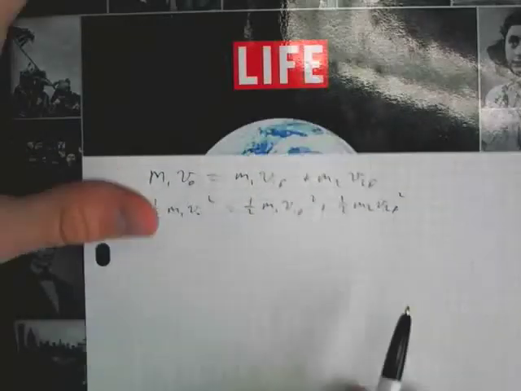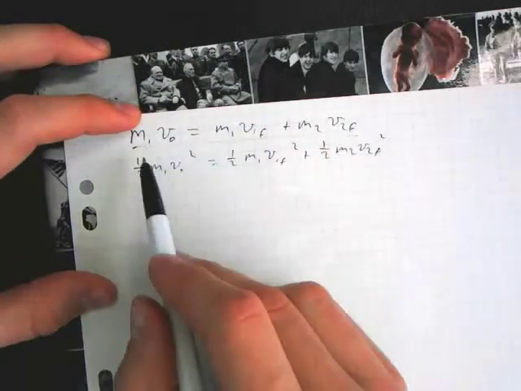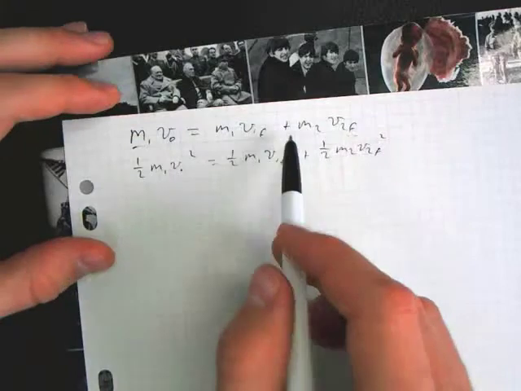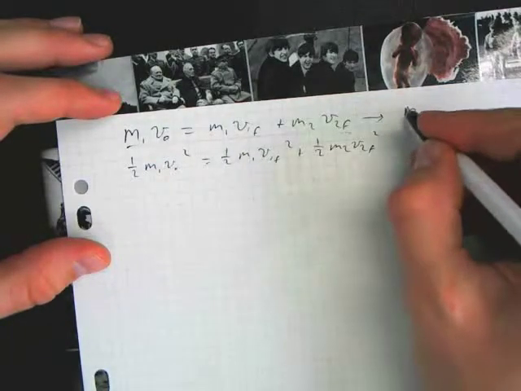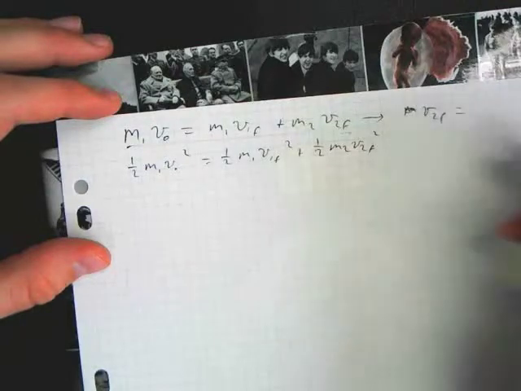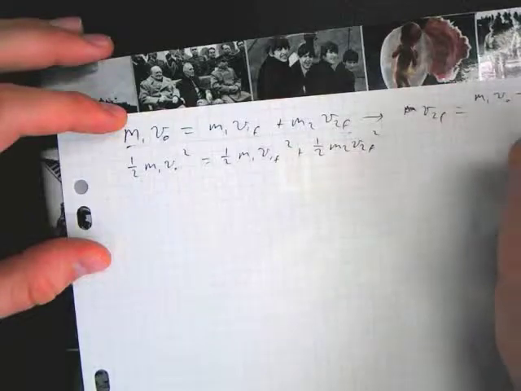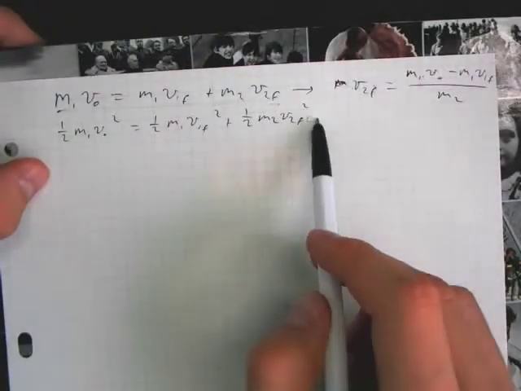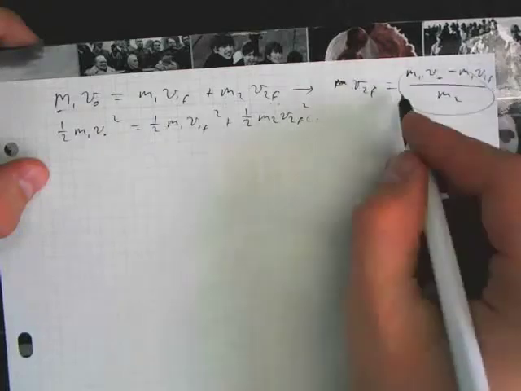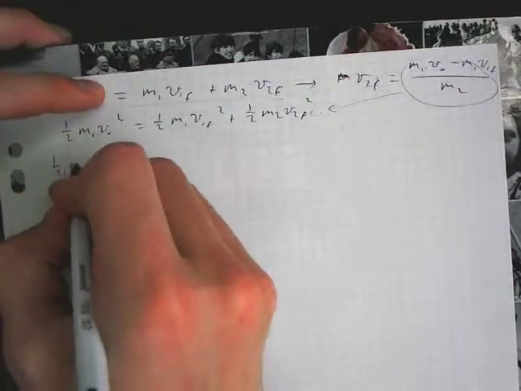So here, what we're going to solve for is these final velocities. We can do some rearranging. We can say that our v2 final is equal to m1 v0 minus m1 v1 final over m2, just by doing a little bit of algebra. And then we can take this value and plug it in to our kinetic energy equation. The math involved here is very straightforward, but it does get kind of messy.